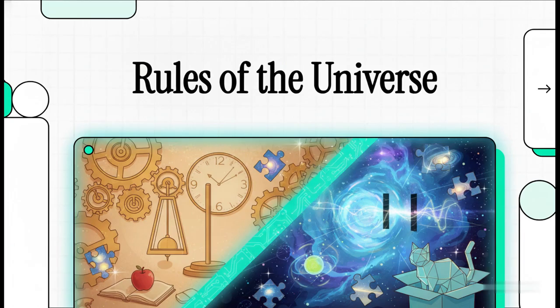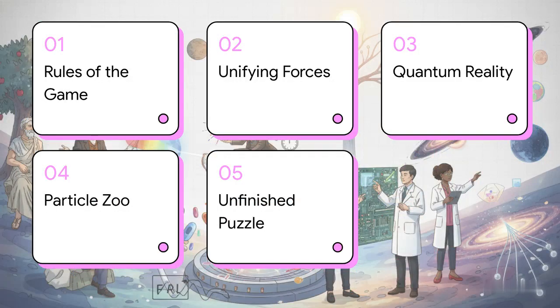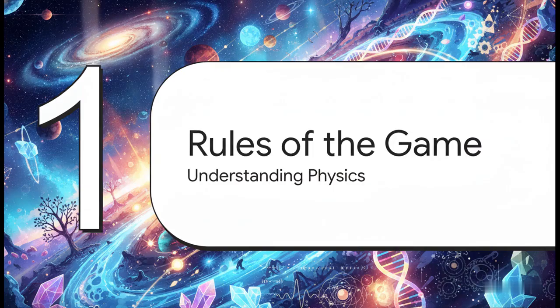Let's dive right in. Here's a quick roadmap for our trip today. 1. The rules of the game. 2. Unifying the fundamental forces. 3. Enter the quantum reality. 4. The subatomic particle zoo. And finally, 5. The unfinished jigsaw puzzle. All right, part 1, the rules of the game.